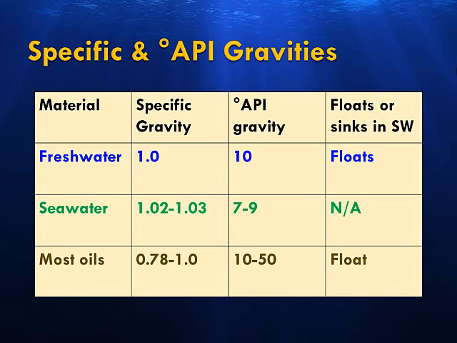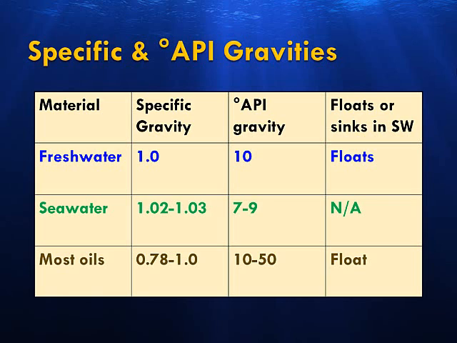So just to give you a little comparison, fresh water, like I said, is going to have a specific gravity of 1. It's going to have an API gravity of 10. And if you put fresh water in salt water, which is denser, fresh water is going to float on top, right? Salt water is denser than fresh water, so it's going to have a higher number for specific gravity and a lower number for API gravity. And obviously, if you put salt water in salt water, it's not going to either float nor sink, it's going to mix. Most oils are floating oils, so they're going to sit on top of the water.